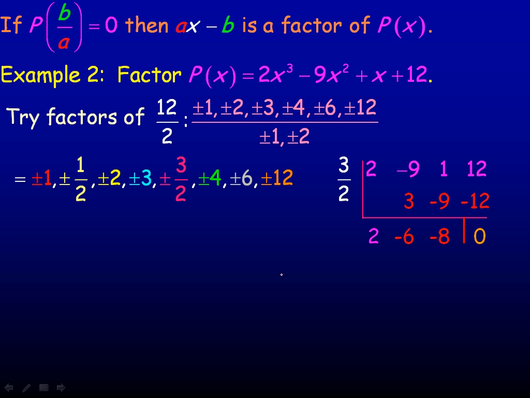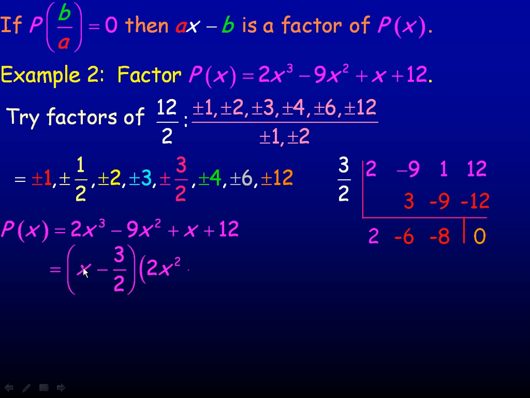And so we have factored this polynomial. That's our original polynomial, and remember, the 3/2 means it's actually x minus 3/2, and the 2, -6, -8 is 2x squared minus 6x minus 8. What you do here to get the factor that doesn't have a fraction in it, the ax minus b factor, is you common factor a 2.